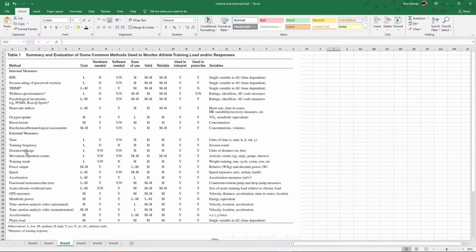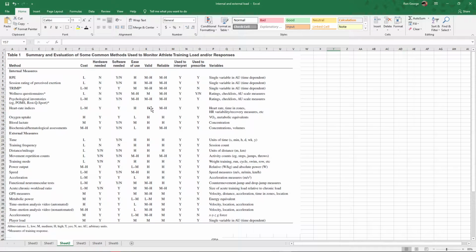So let's use one popular one, which is heart rate. Okay, if you look at heart rate and go left to right across this and read off the attribute, as I told you, it's low to medium cost. It doesn't cost an arm and a leg. Okay, hardware needed, yes, of course you need hardware. Software needed, yes. Ease of use, very high. People, it's very easy to use, and so it's widely adopted.